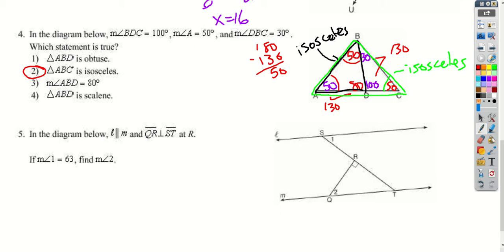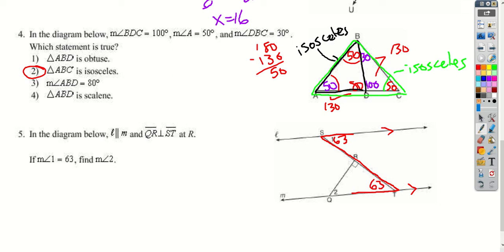All right, in the diagram below, angle 1 is actually 63, so we'll label that in the diagram. We know the lines are parallel and that there's a right angle here. So remember, we're looking for the Z. So this angle is 63, and then we're looking for angle 2.